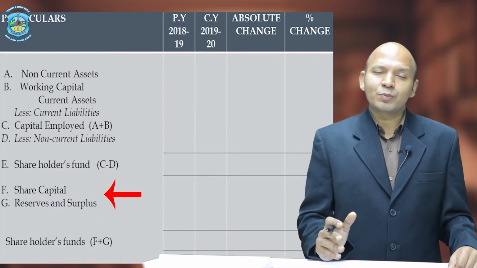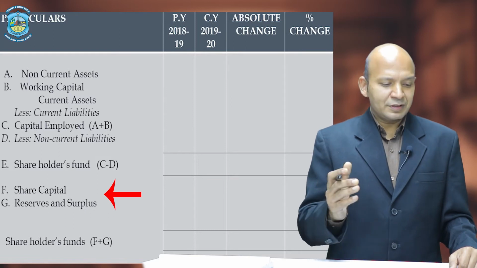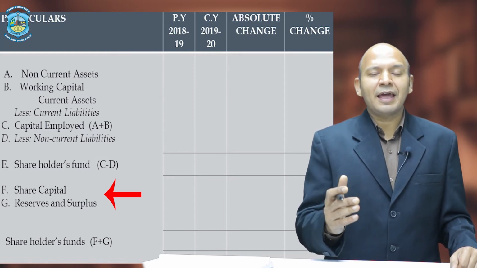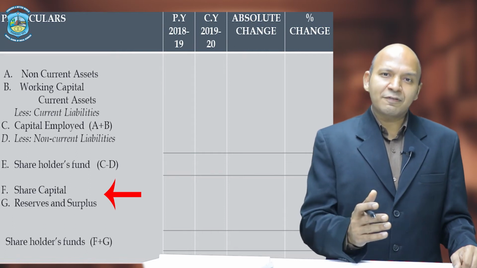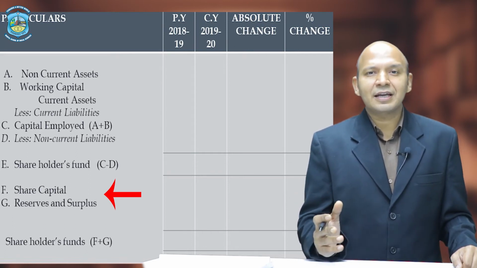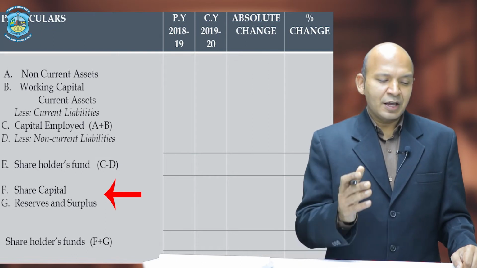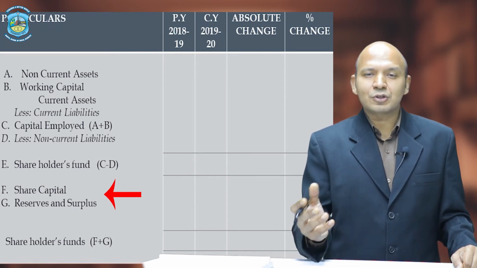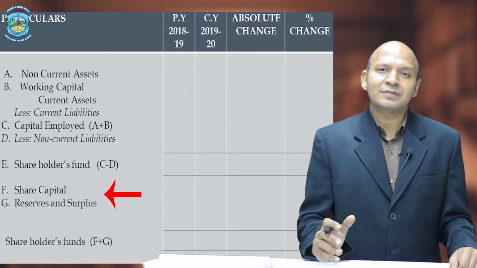Shareholders fund can also be calculated with the help of the total of share capital and reserves and surplus. F point indicates share capital and G point indicates reserves and surplus. F plus G is also equal to shareholders fund.